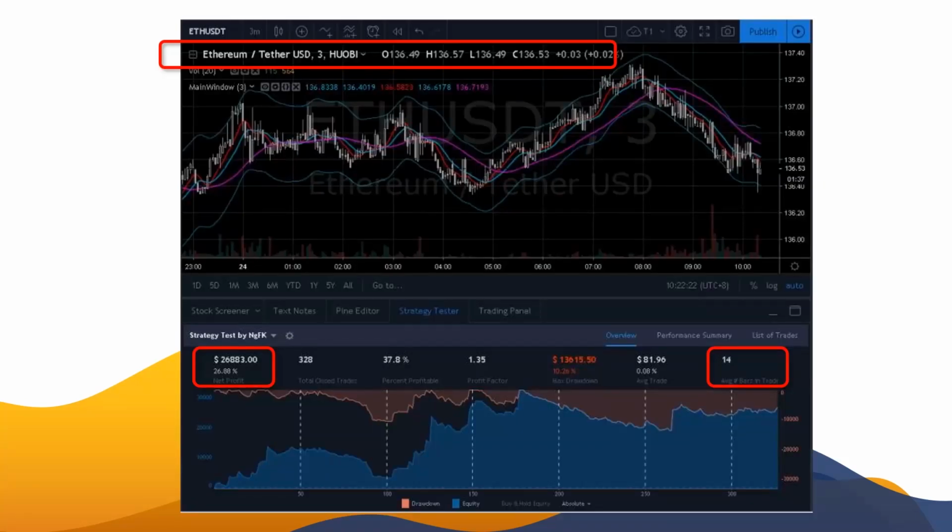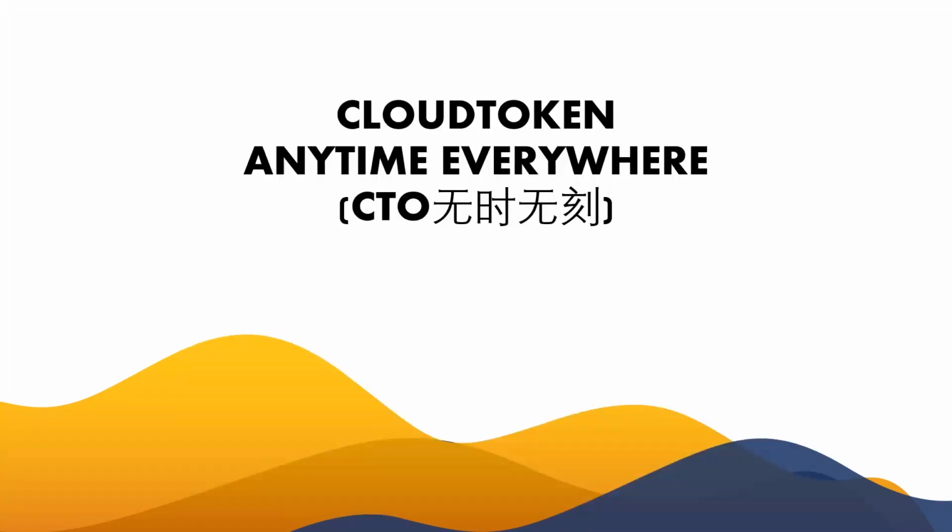So this is one example of Varoom running, and we did this simulation on Huobi based on Ethereum and USDT. During a 14-day period, we had a gain of 26.88%, and this is through the Varoom engine. You can read more about the Varoom engine when we release our business proposal on the 12th.